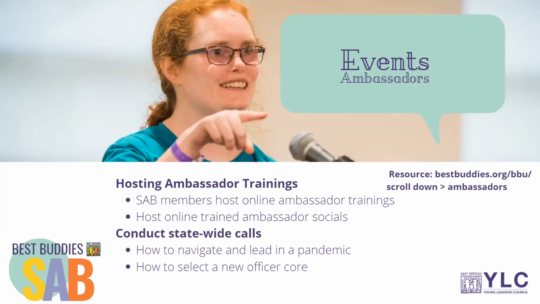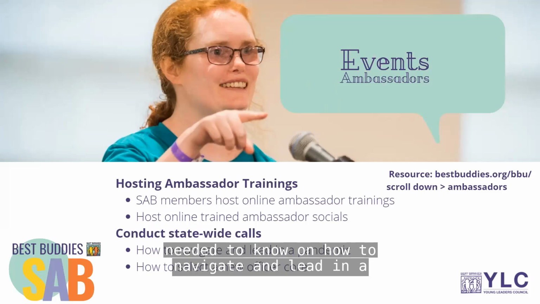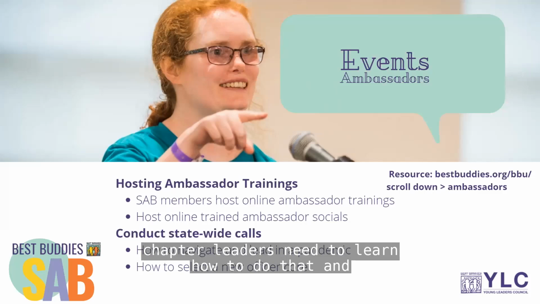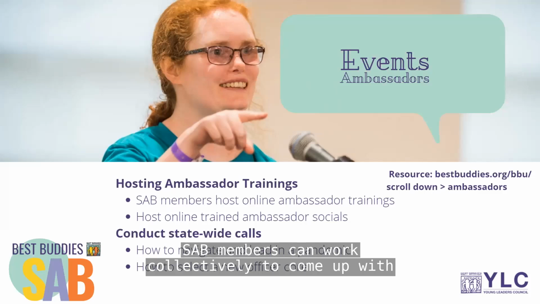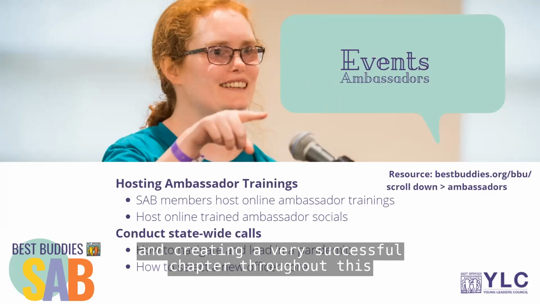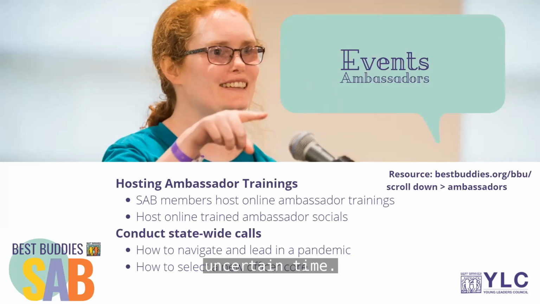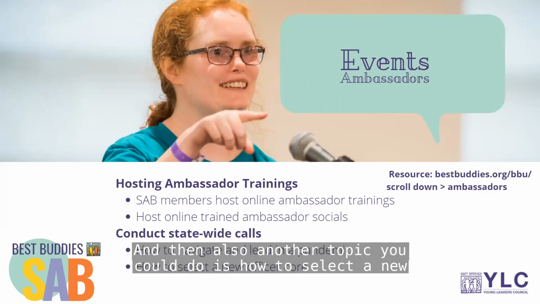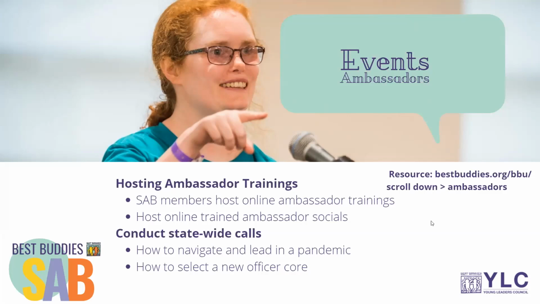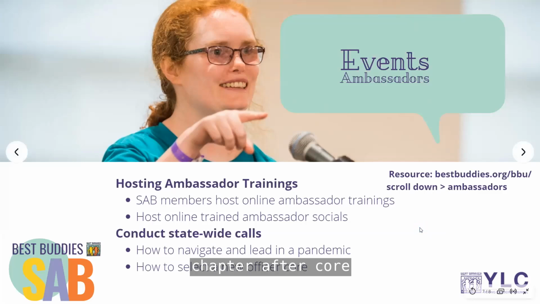Another great thing that your SAB board can do is conduct statewide calls. More recently, it was very needed to know how to navigate and lead in a pandemic that's very unprecedented. Chapter leaders need to learn how to do that, and SAB members can work collectively to come up with different ways to navigate through and create a very successful chapter throughout this uncertain time. Another topic you could do is how to select a new officer corps, for new chapter presidents that are unaware of selecting their next year's chapter officer corps.